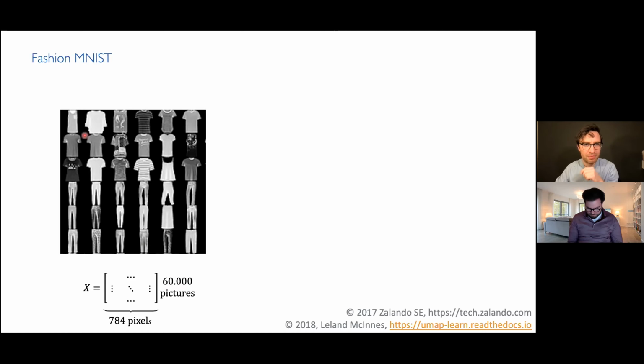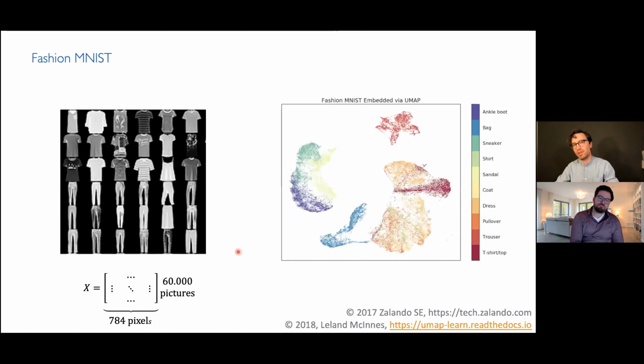And there are different kinds of pictures, like shirts and tops and trousers. There are also shoes, I think, in there. And then you can do a dimensionality reduction. Here is an example for a UMAP, a uniform manifold approximation. I'll explain later what this is. It's a nonlinear dimensionality reduction technique.